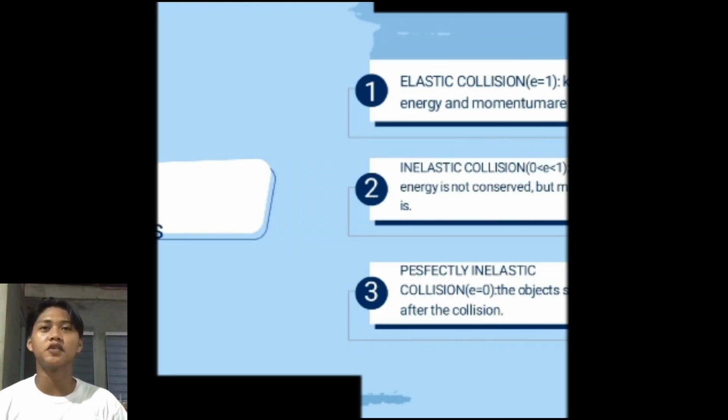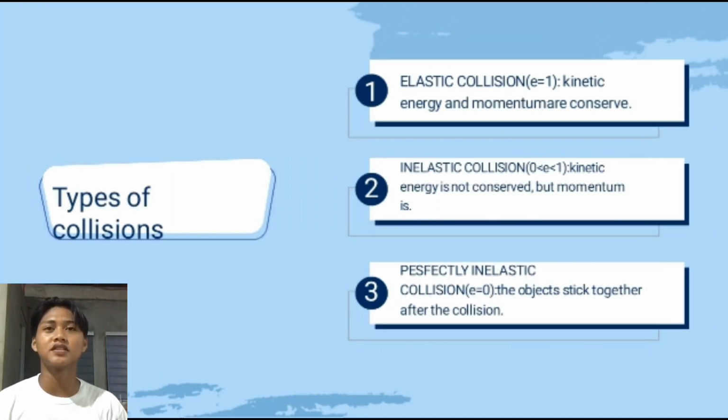There are three types of collision. Number one is elastic collision. Kinetic energy and momentum are conserved. Number two is inelastic collision. Kinetic energy is not conserved, but momentum is. Number three is perfectly inelastic collision. The objects stick together after the collision.